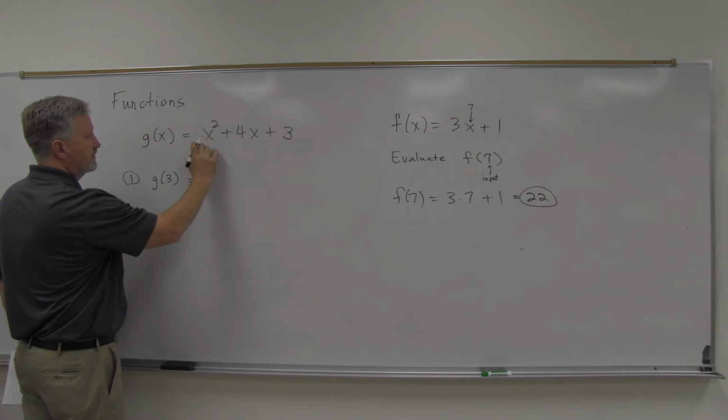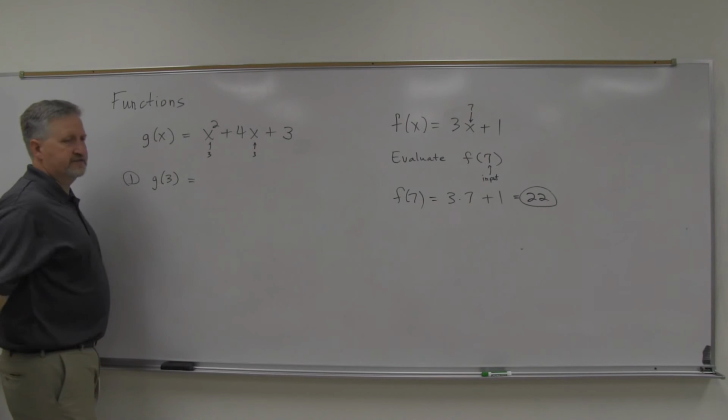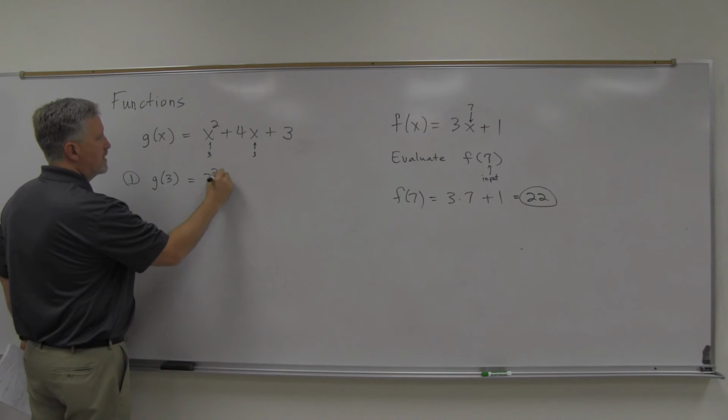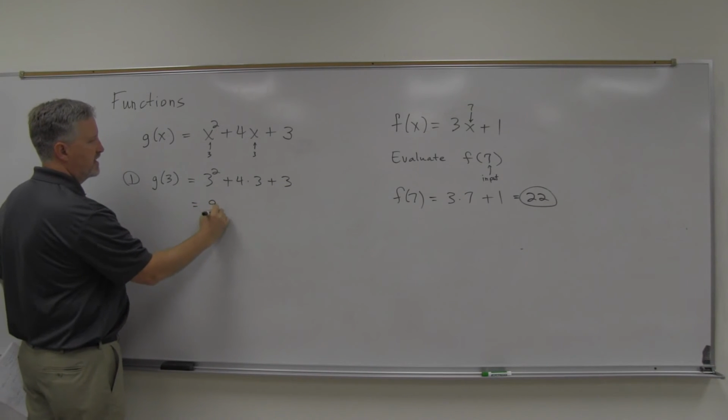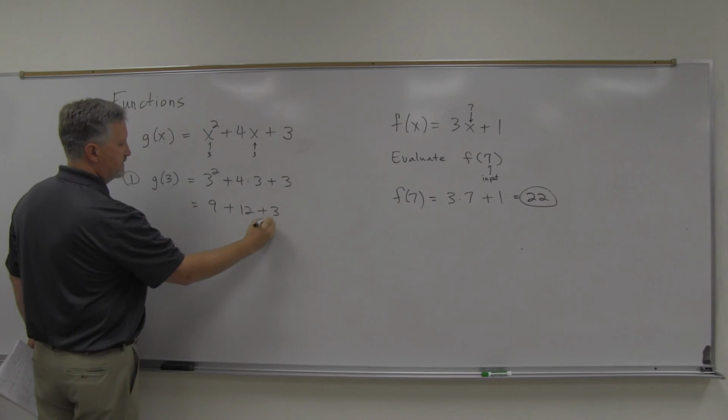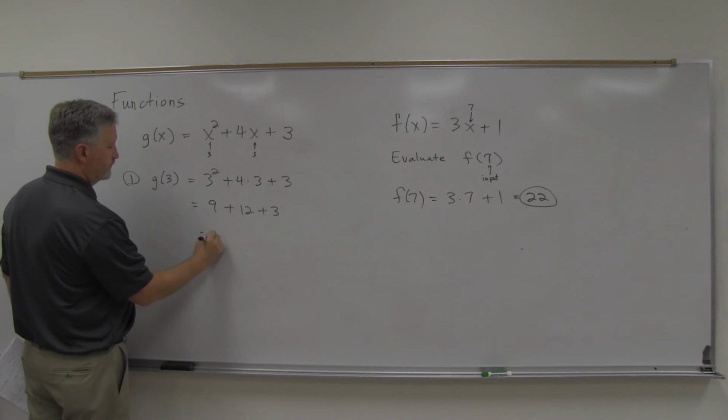Now in this case, we've got a couple of x's, and so each place there, the x is 3, right? So we have 3 squared plus 4 times 3 plus 3. So g of 3 is going to be 9 plus 12 plus 3. 24? Yes.